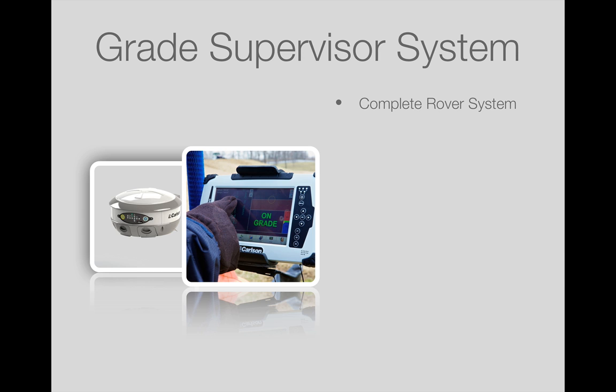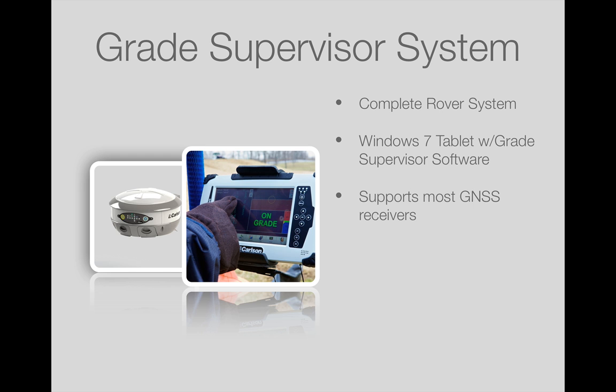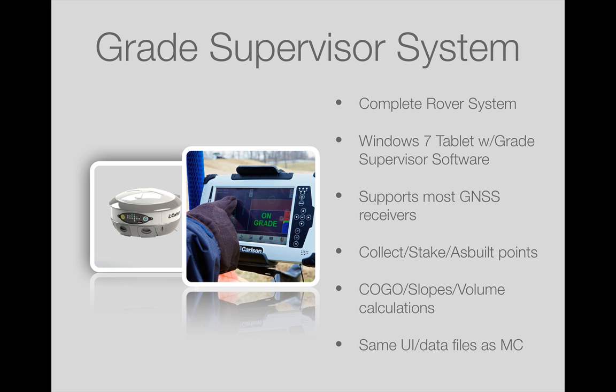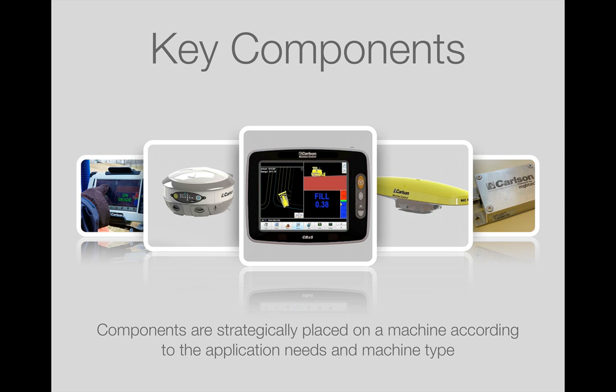We have the grade supervisor system, and this is quite a powerful site management tool, certainly for machine control applications, because it's basically the machine control software on a stick. So I can use the smart antenna with our tablet, with Grade Supervisor. I have the same user interface, the same data files. It can communicate with all the machines. I can do volumes, coordinate geometry, build slopes, collect stake and as-built points. It's a very powerful entry point for machine control, and it allows a site manager to provide strong support for multiple machines. The software also contains our GNSS library, so it does support most GNSS receivers that are on the market.